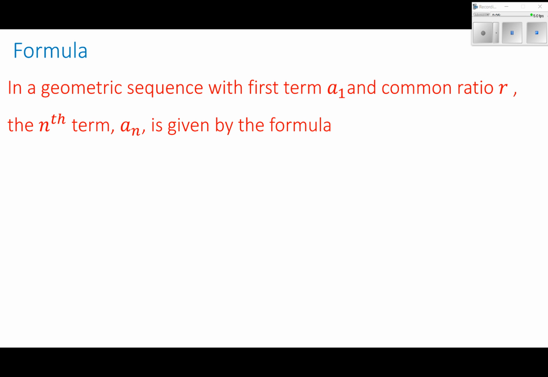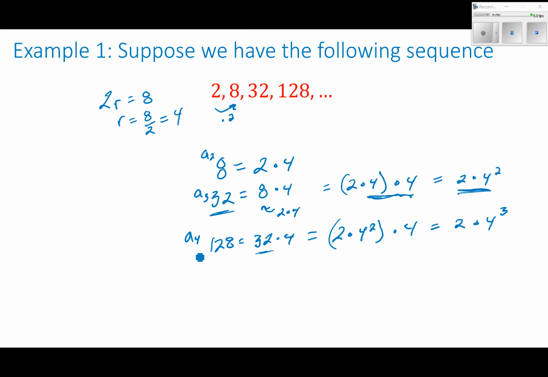So to find any term in a geometric sequence where I know my first term is a sub 1 and my common ratio is r, the nth term, a sub n, is given by the formula where I take my first term times my common ratio, which in this last one was 4, raised to the exponent of n minus 1. Okay, so going back to this one, my a sub n is a sub 1 times r raised to the n minus 1.